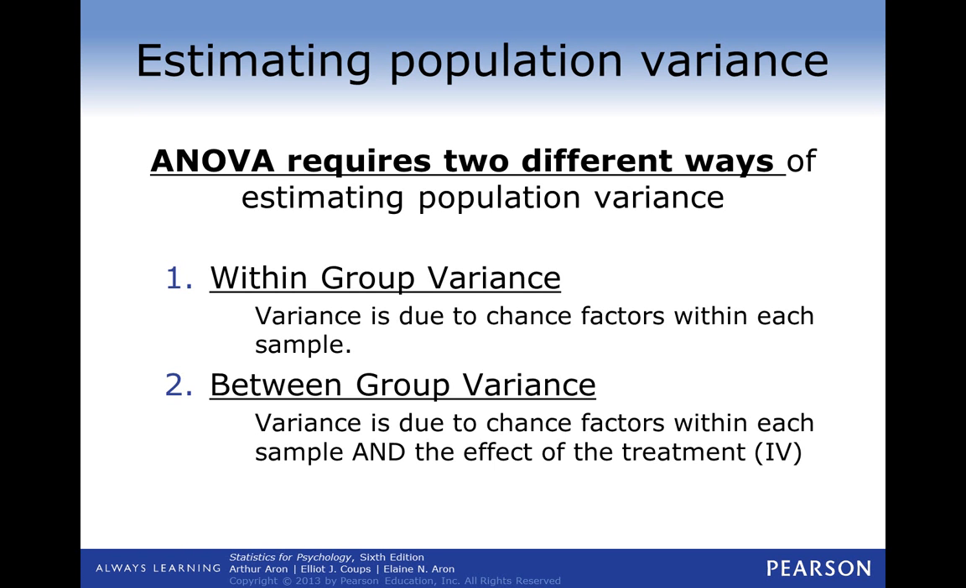The two different types of variance that you must estimate are called within-group variance and between-group variance. Within-group variance is just as it says. It is the variance due to chance factors within each sample. So let's say you have three groups, group 1, group 2, and group 3. As I stated in class today, just by drawing the people that you have and randomly assigning them to different groups, the groups may end up being very different from each other.